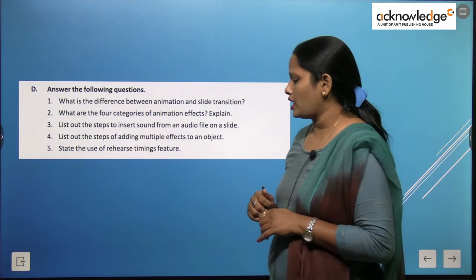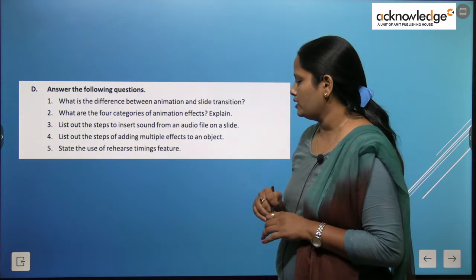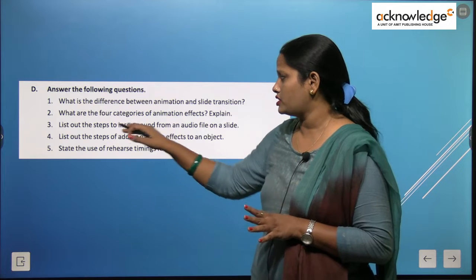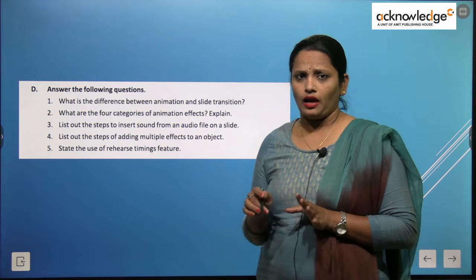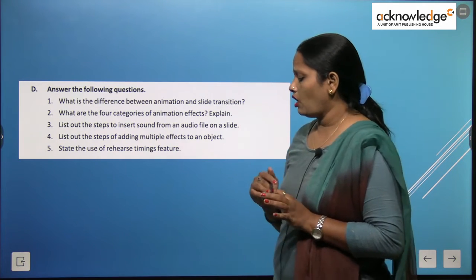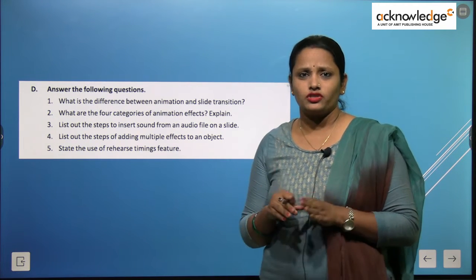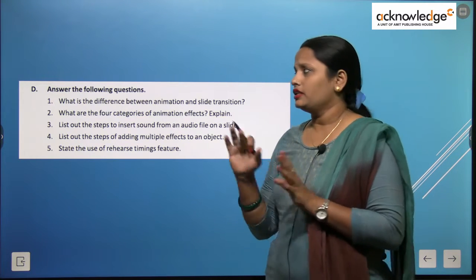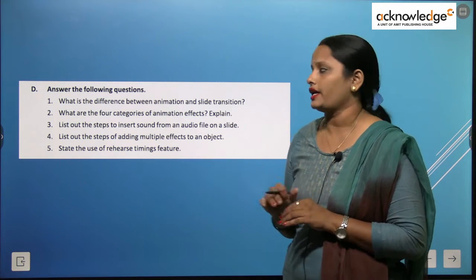Now list out the steps to insert sound from the audio file into the slide. So for inserting the sound, first we have to go to the insert tab, and from there we have to go to the audio from the file option. From there we have to select the audio that we want. Then we have to click on the insert button, and after clicking that sound will be inserted in that specific slide.